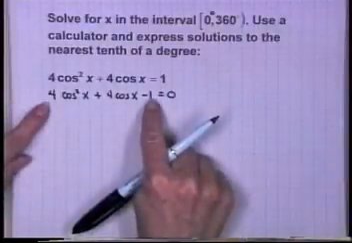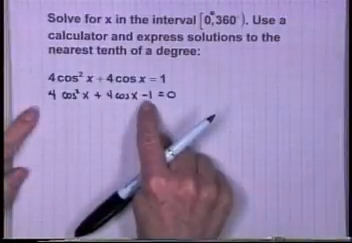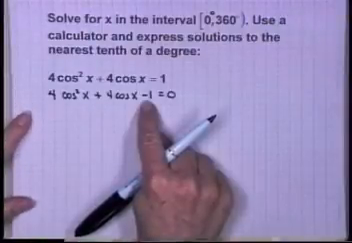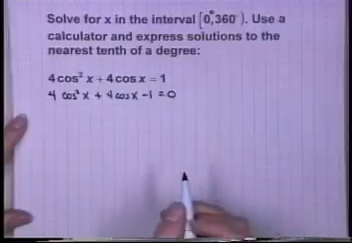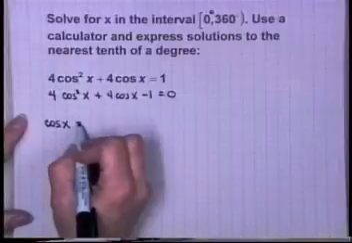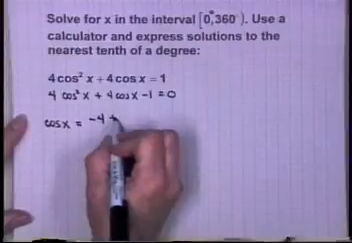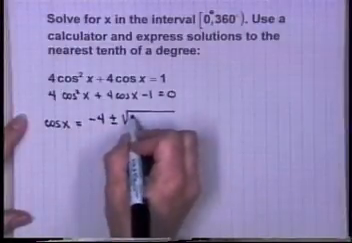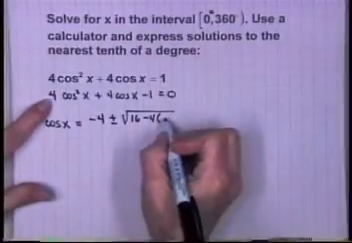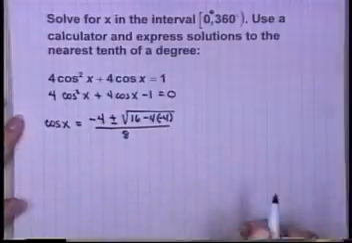Now again, can we factor this one? Well, let's see. If that was a +1, we'd be able to, but because of that being a -1, we're not going to be able to. So again, we're going to go to the quadratic formula here, and this time we will be finding the cosine of x. So my b is a +4, so minus b would be -4, plus or minus the square root, b squared is 16, minus 4 times the product of a and c. 4 times -1 is -4. All divided by 2 times 4 is 8.